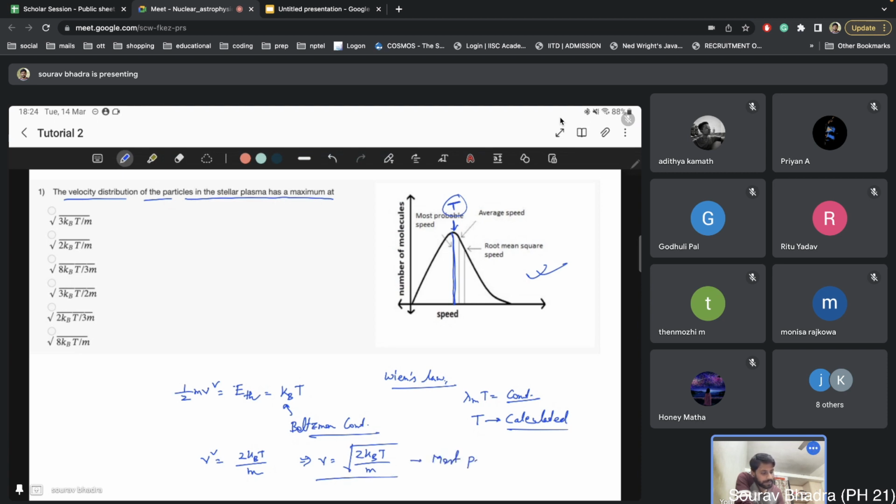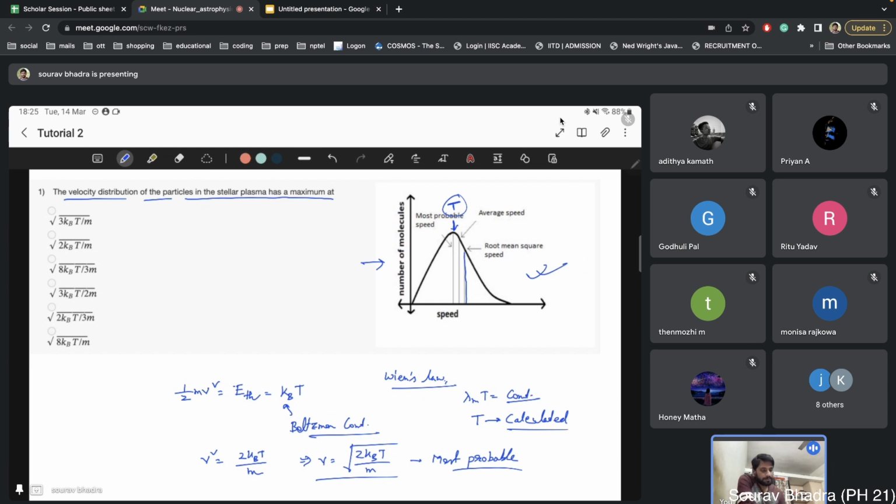There are other things also, like the average speed, which is different from the most probable speed, and the root mean square speed. These also you can calculate using the distribution which is shown in the figure. So this is the Maxwell-Boltzmann distribution.